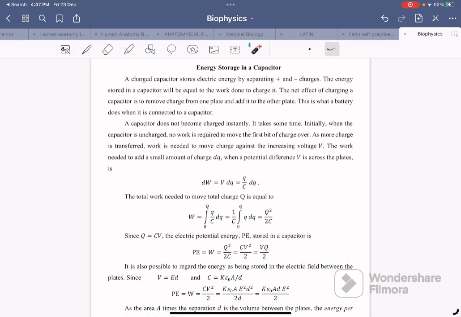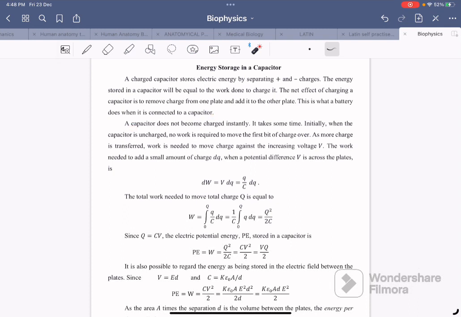The net effect of charging a capacitor is to remove charge from one plate and add it to the other plate. That is the way of transferring the charges in a capacitor. This is what a battery does when it is connected to a capacitor.